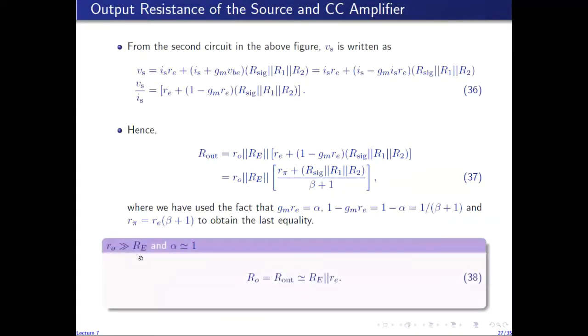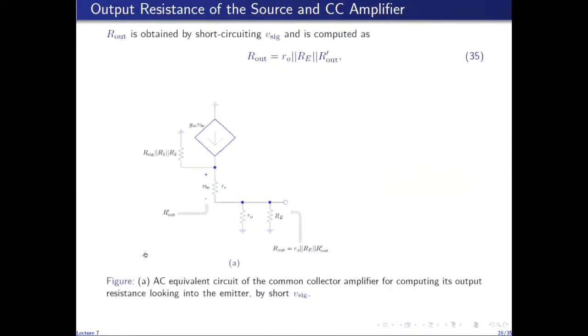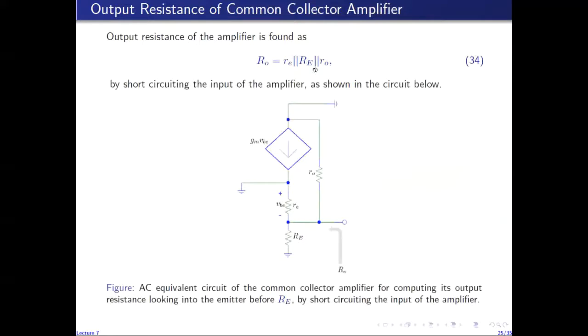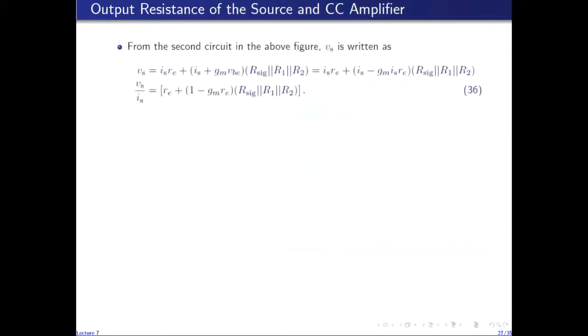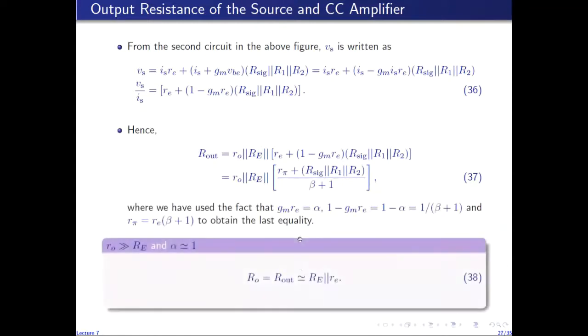Again, we can make use of the reasonable assumptions that alpha is pretty close to 1 and R0 is much, much greater than capital RE. So for capital R0, the output resistance of the amplifier, if small r0 is much, much greater than capital RE, then it is definitely much, much greater than small re, because small re is smaller than capital RE. And hence it is definitely much, much greater than small re in parallel with capital RE, which is why R0 is then under this approximation given by small re in parallel with capital RE.